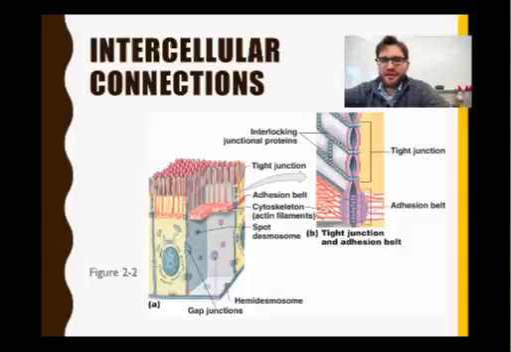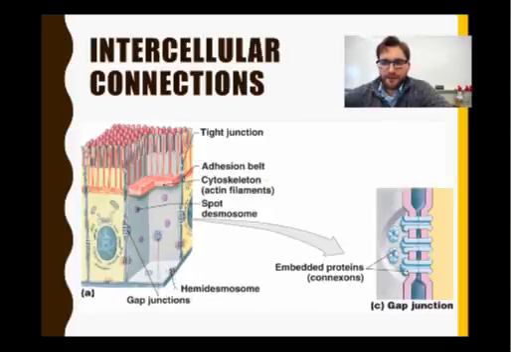This image shows a tight junction. Also below it is an adhesion belt. Tight junctions are again meant to keep materials out of the intercellular space. This image shows a gap junction where materials can be transported to and from cells next to one another.